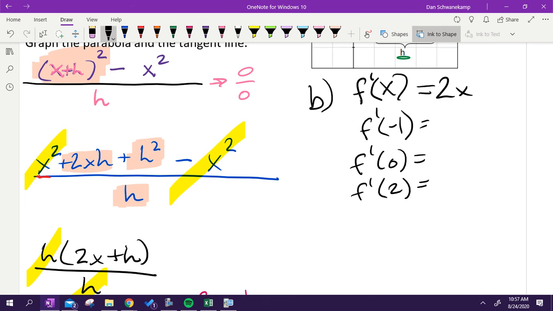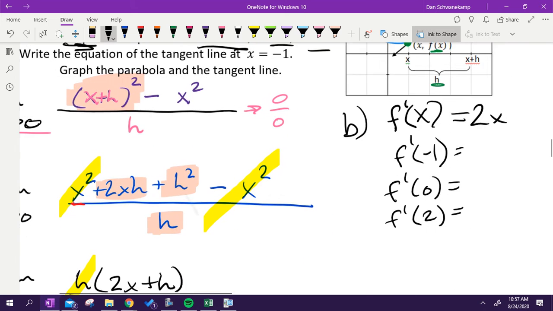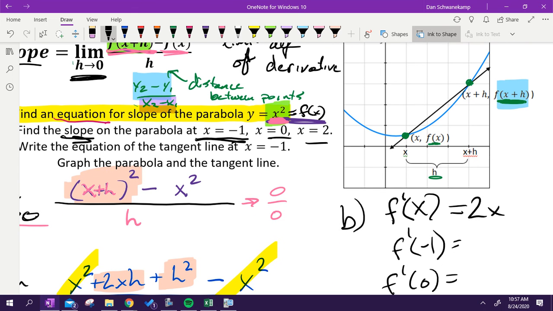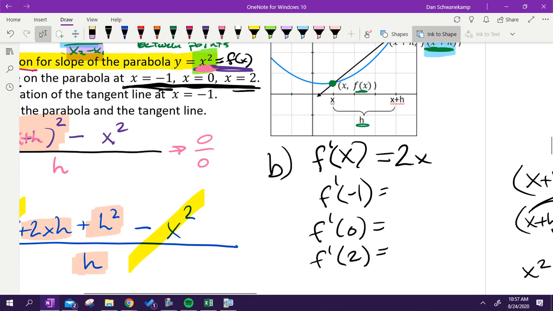This was the equation we found, 2x. They are asking us to find the slope at these 3 x values. So all I'm going to do is take those 3 x values and plug them in. So if I plug -1 in, what am I going to get? -2. When I plug in 0, what am I going to get? 0. When I plug in 2, what am I going to get? 4.